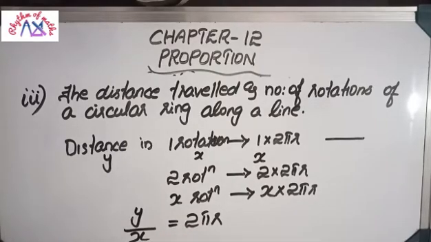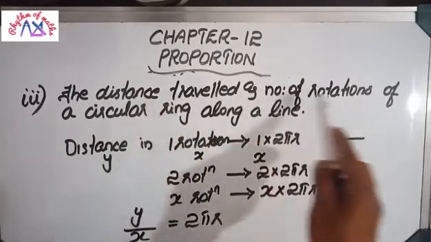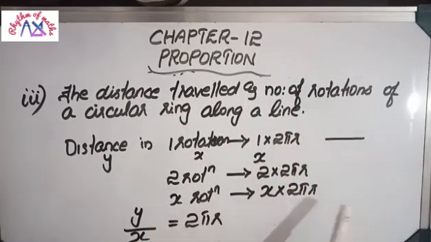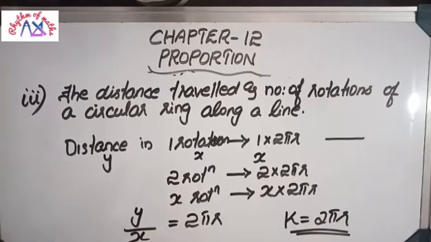So is it in proportion? Yes, it is in proportion, because the radius of the ring is the same. Whatever the rotation, we are considering the same ring, so 2 pi r is a fixed value here. That means the distance and the rotation of a circular ring are in proportion, and the constant of proportionality k equals 2 pi r. This is the third sub question answer.